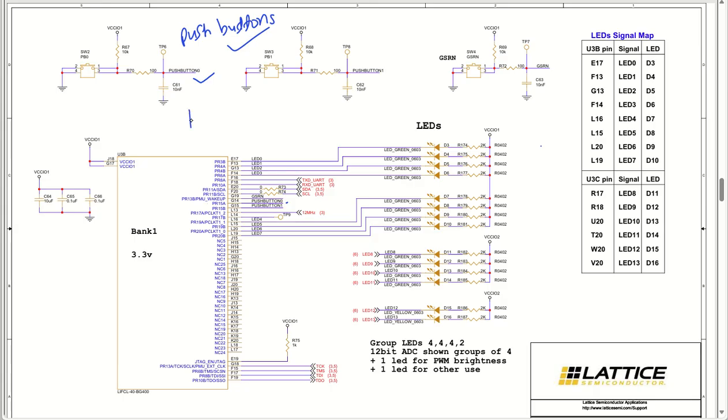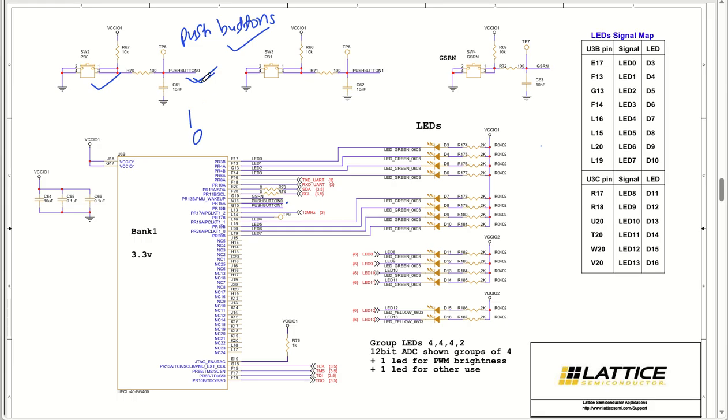Now when it is pressed, it will be pulled down, so it will get grounded, and this is how the push button IO will see a 0. So whenever it is pressed, it will be 0. Whenever it is not pressed, it will be 1, and based on this position of the push buttons, you can decide your IO state and take some actions.